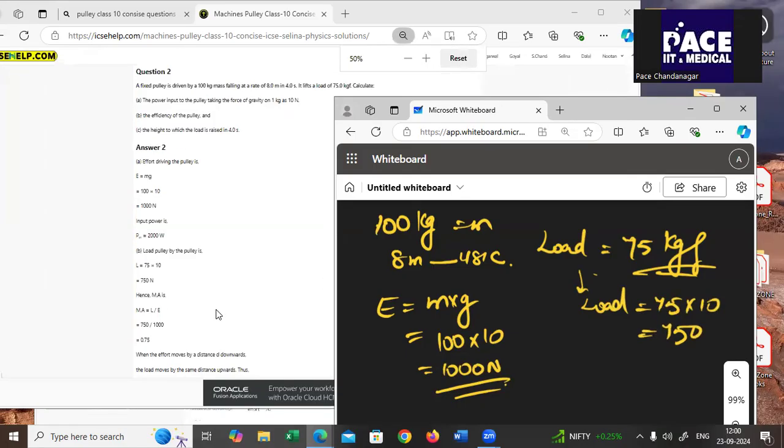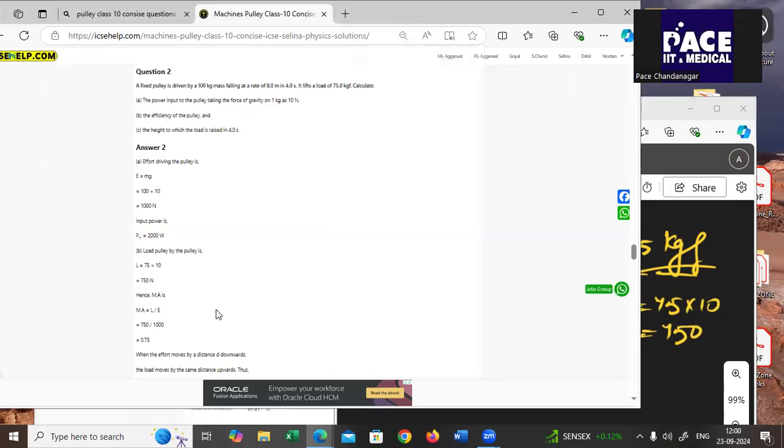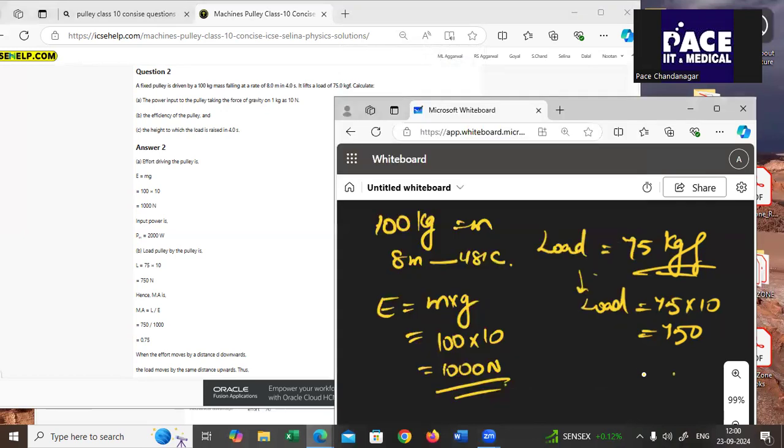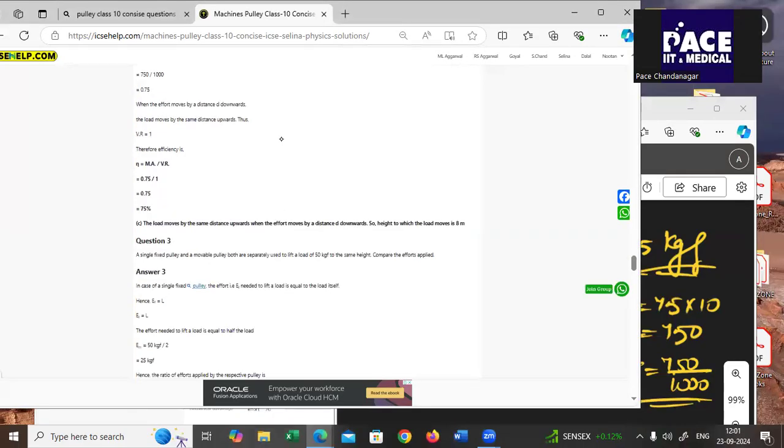Then you can talk about the mechanical advantage, which is L by E, load by effort, which is 750 by 1000, which is 0.75. So when the effort moves by a distance downwards, the load moves the same distance in the upward direction. That is what we have known, right? It is for the single pulley. Next.